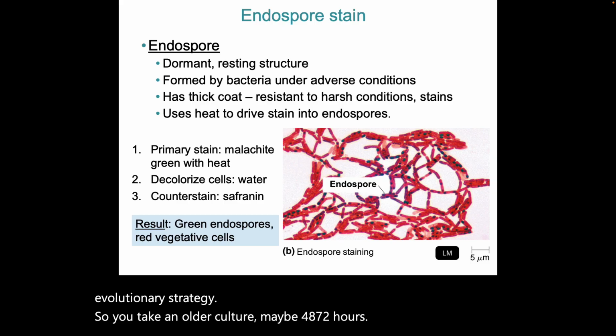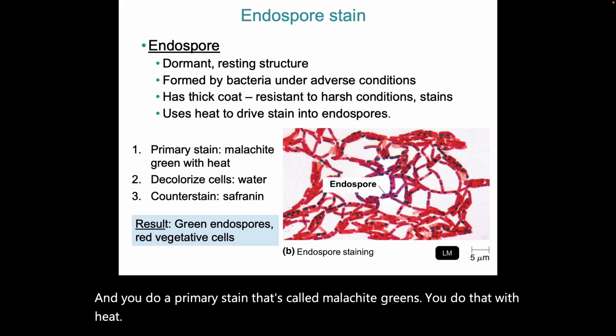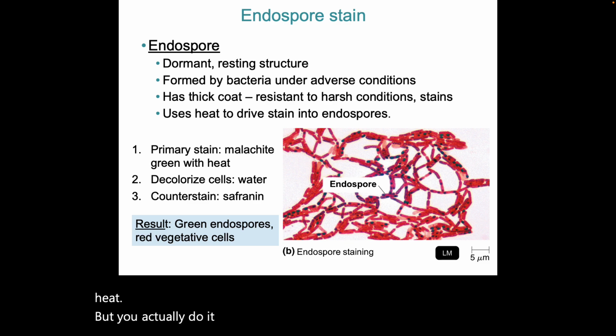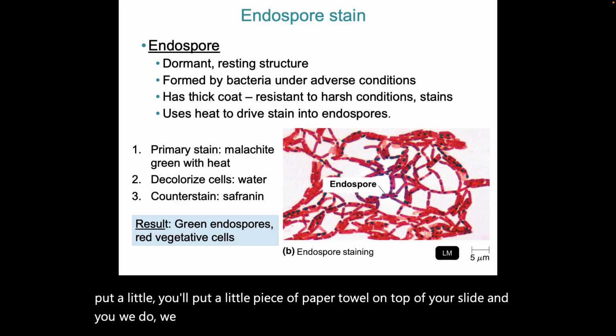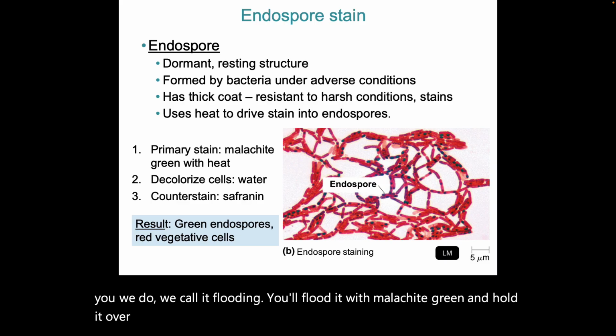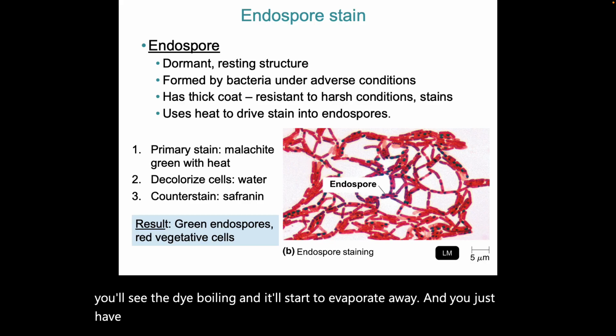and you do a primary stain that's called malachite green. You do that with heat, but you actually do it with heat and steam. So unlike the acid-fast stain, you'll put a little piece of paper towel on top of your slide, and we call it flooding. You'll flood it with malachite green and hold it over the flame. And of course, you'll start to see the steam come off, you'll see the dye boiling, and it'll start to evaporate away, and you just have to add more and more dye to basically keep it in that steam bath.